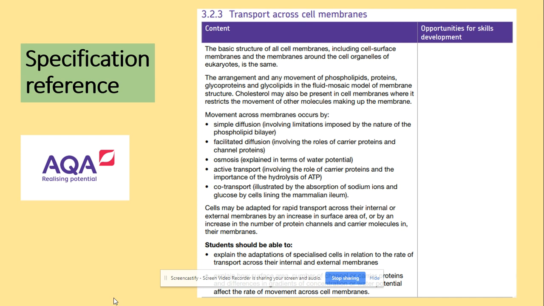So in terms of the specification, we will be looking at the structure of the membrane, including cell surface membranes and the membranes around the cell organelles of eukaryotic cells. We also will be looking at key terms like phospholipids, proteins, glycoproteins, glycolipids, and the fluid-mosaic model of the bilayer. Also, we will be looking at cholesterol.